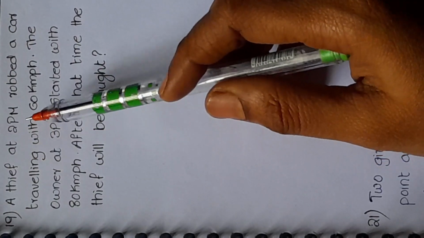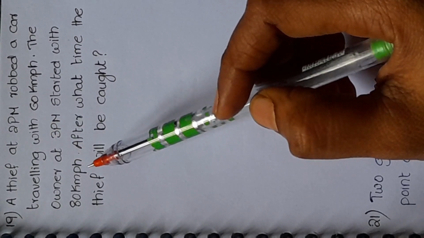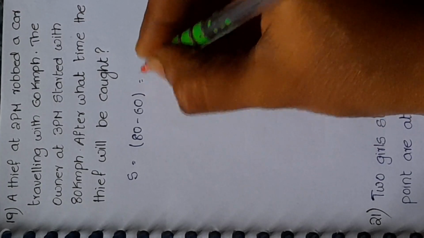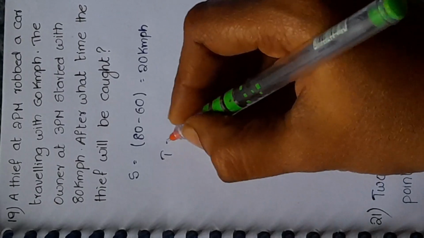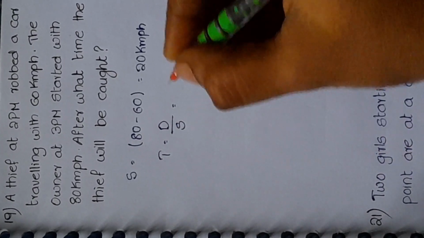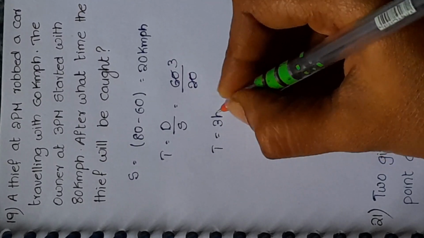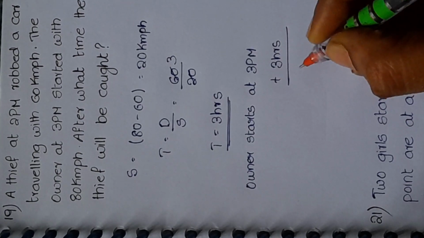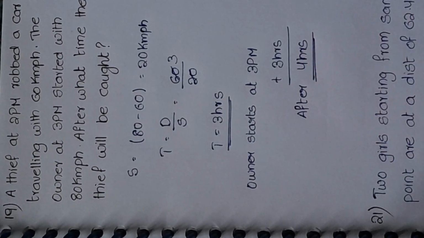19th question. A thief at 2 pm robbed a car traveling with 60 kilometers per hour. The owner at 3 pm started with 80 kilometers per hour. After what time will the thief be caught? Here the relative speed is 80 minus 60, because both are moving in the same direction, so the relative speed is 20 kilometers per hour. We know that time is equal to distance by speed. The distance is 60 kilometers by speed 20, so the time is 3 hours. The owner starts at 3 pm plus 3 hours, so after 6 pm he will be caught.